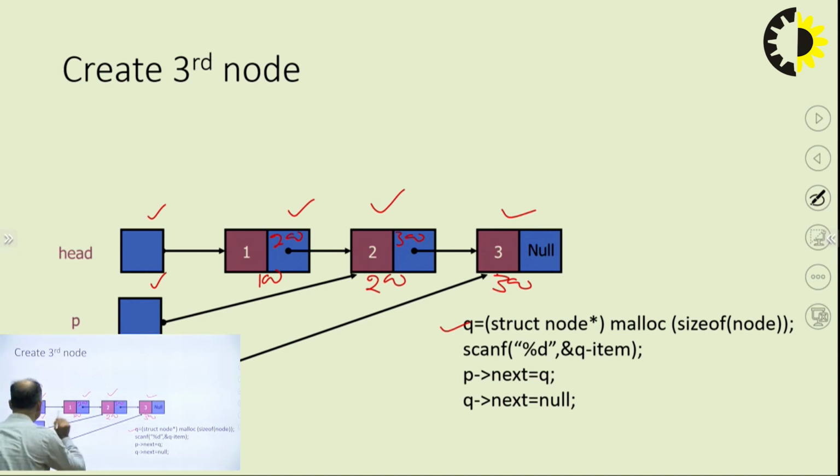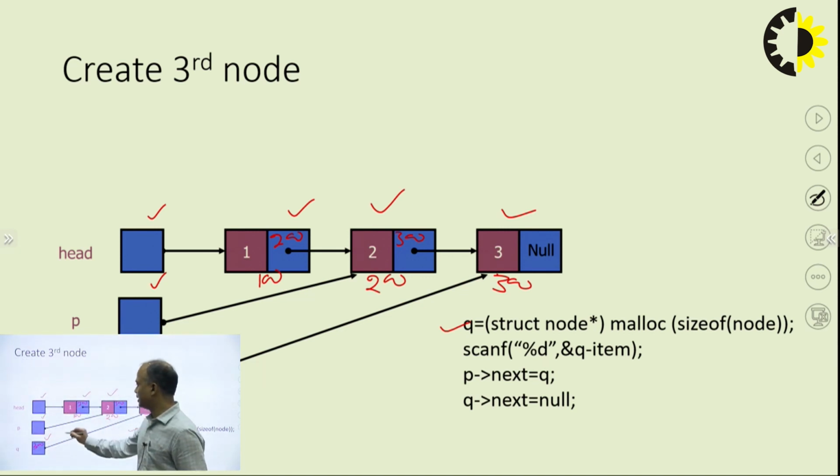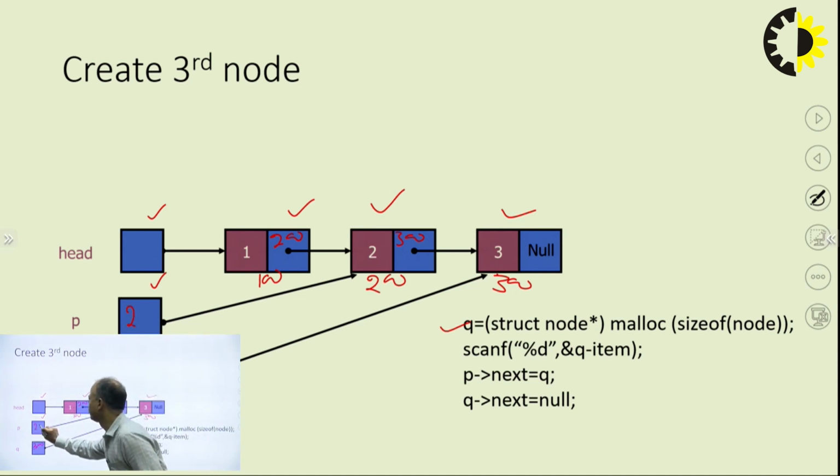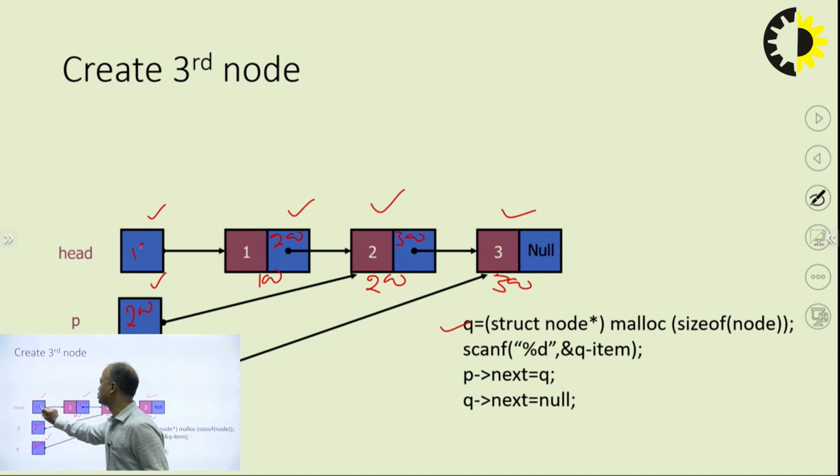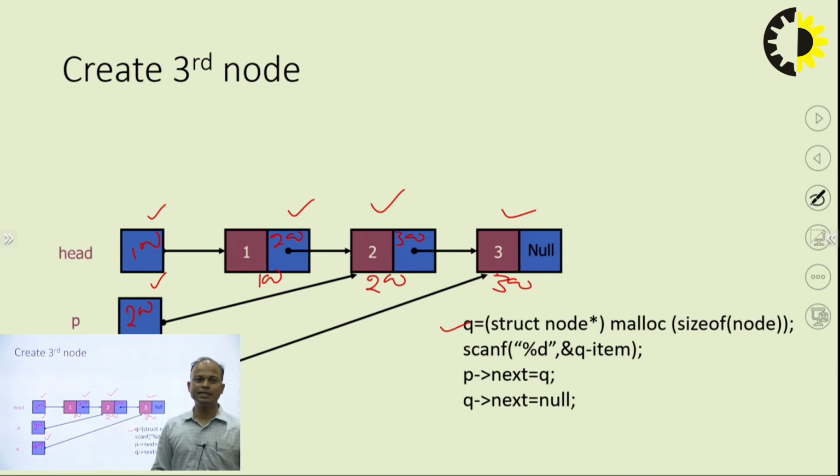This is 300, and after giving this value, P is pointing to the second node. Say this is 200, and head always points to the first node. This is 100. So we need to give values.